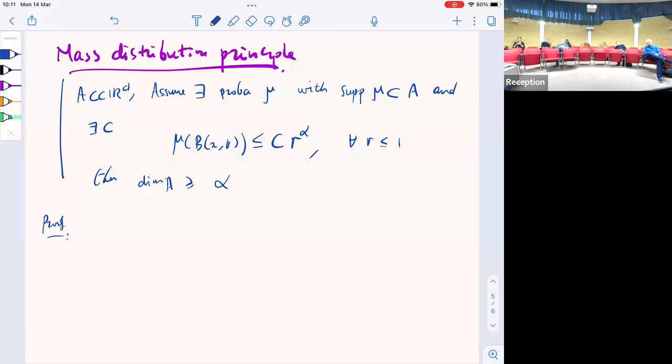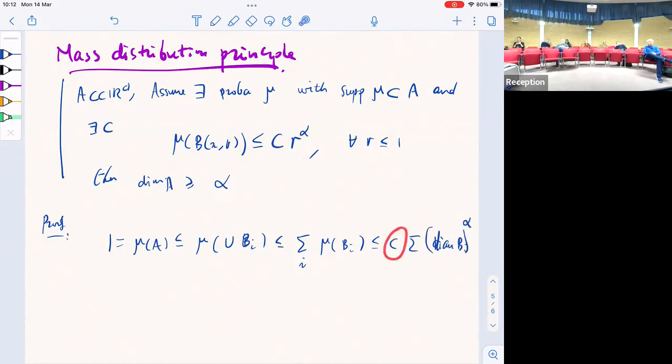It's just one line. What we need to realize is that it is a probability measure and the support is included in A, so the total mass of A will be 1. It's bounded by any covering, let's say B_i, by sigma subadditivity of a measure. So what we have is the sum of all the measures. But since we have this scaling condition, we see that it's bounded by C times the sum of the diameter of B_i to the power alpha. And we can bring this to the other side.